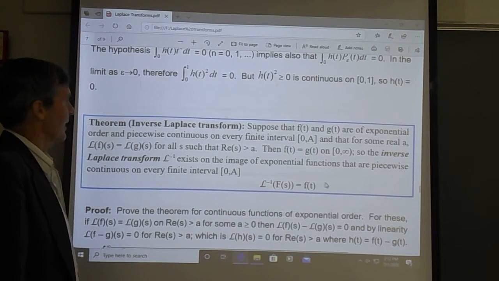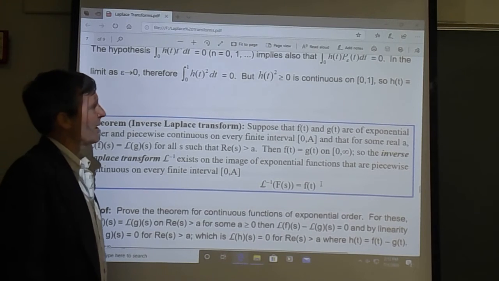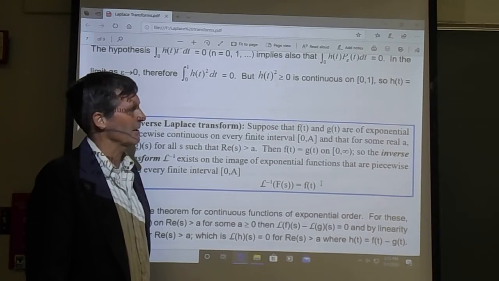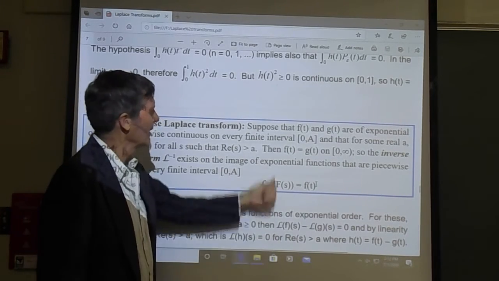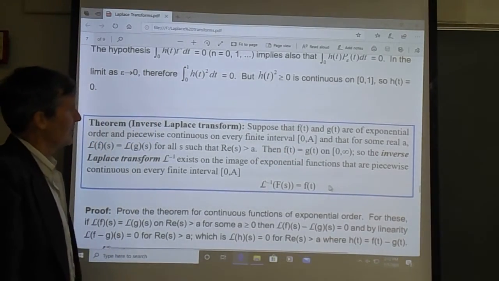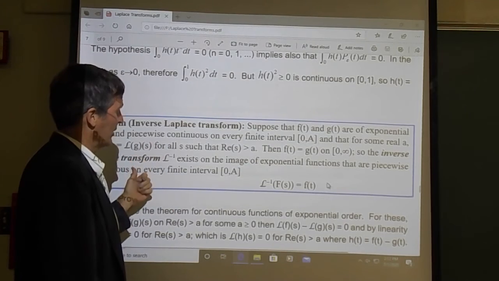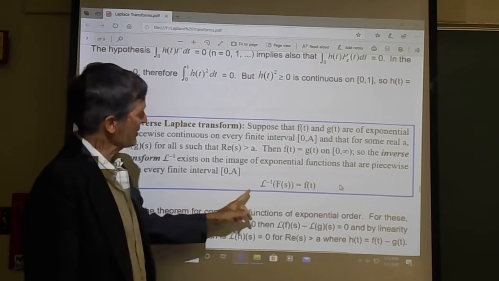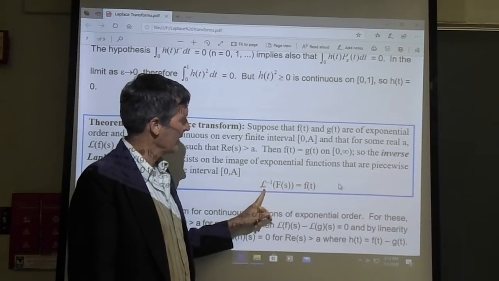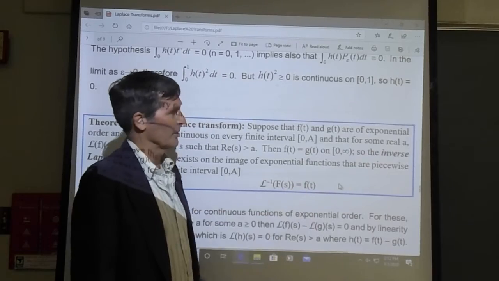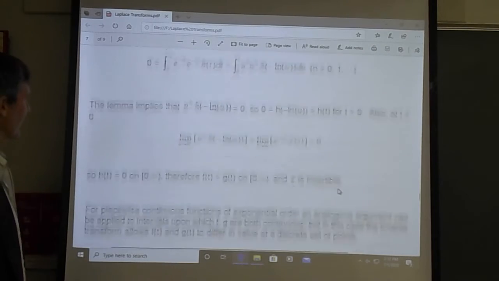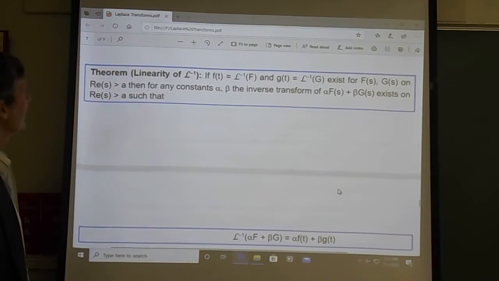But it says that if two functions have the same transform, then they must be the same function, right? If it quacks like a duck and it walks like a duck, it must be a duck, right? Two functions with the same transform must come from the same function. In other words, there exists an inverse transform. If I'm given a function that is the transform of something, it has an inverse. It just has one inverse, right? One function that has that transform. So here's the proof of that. I'll leave that out for this class, but you can take a look at it if you want.